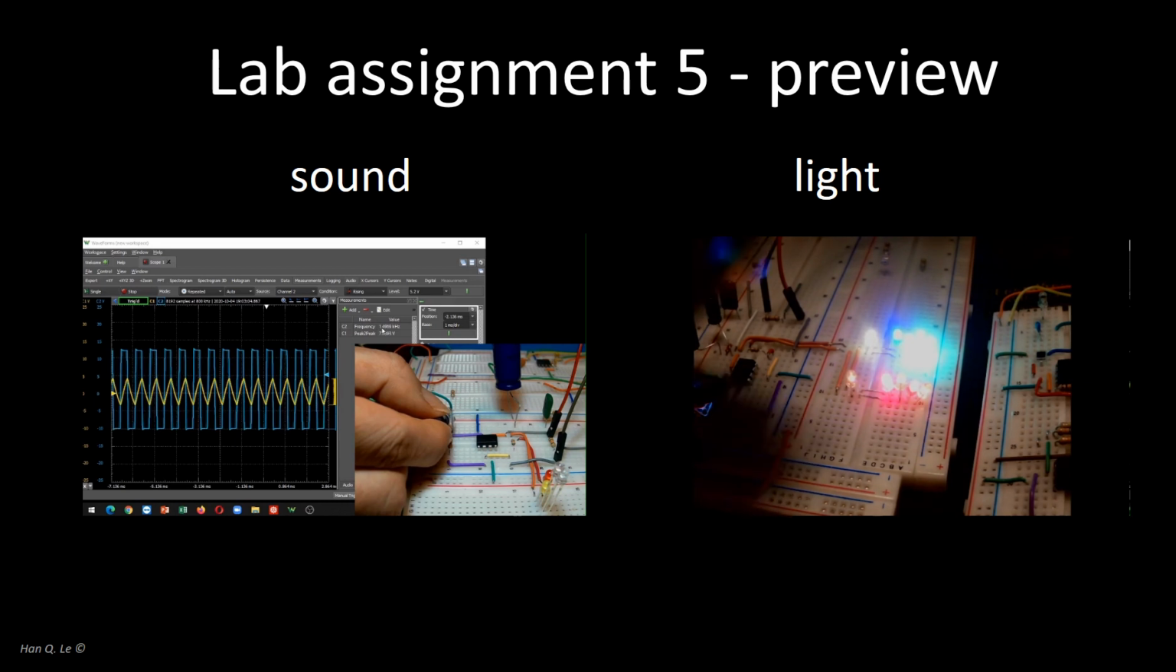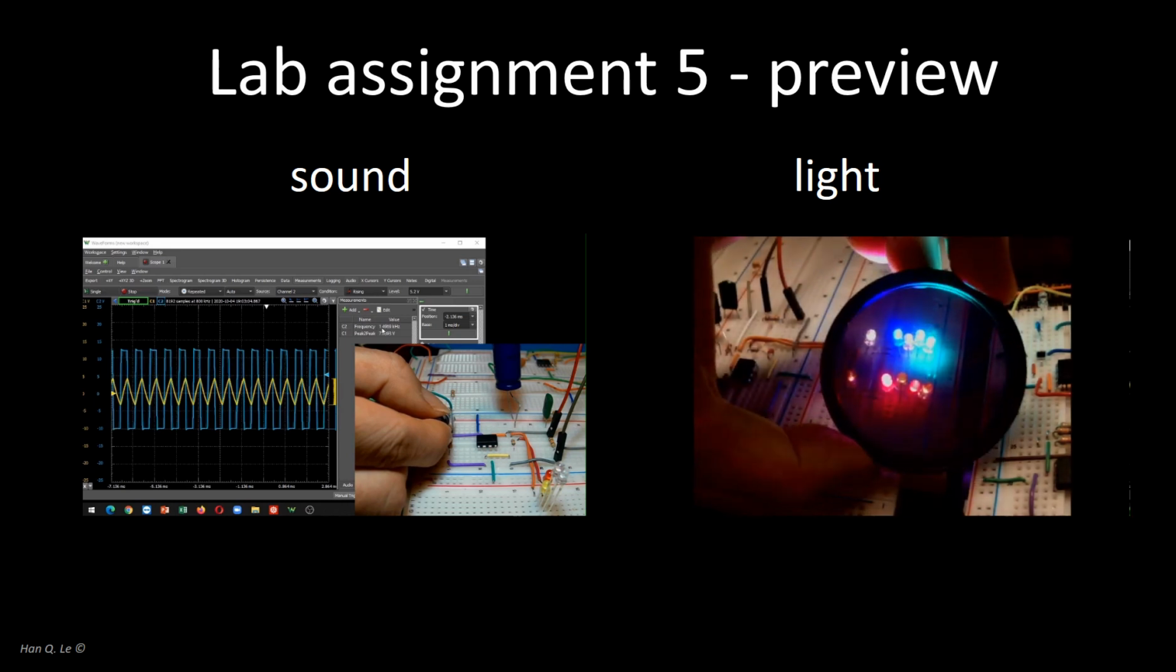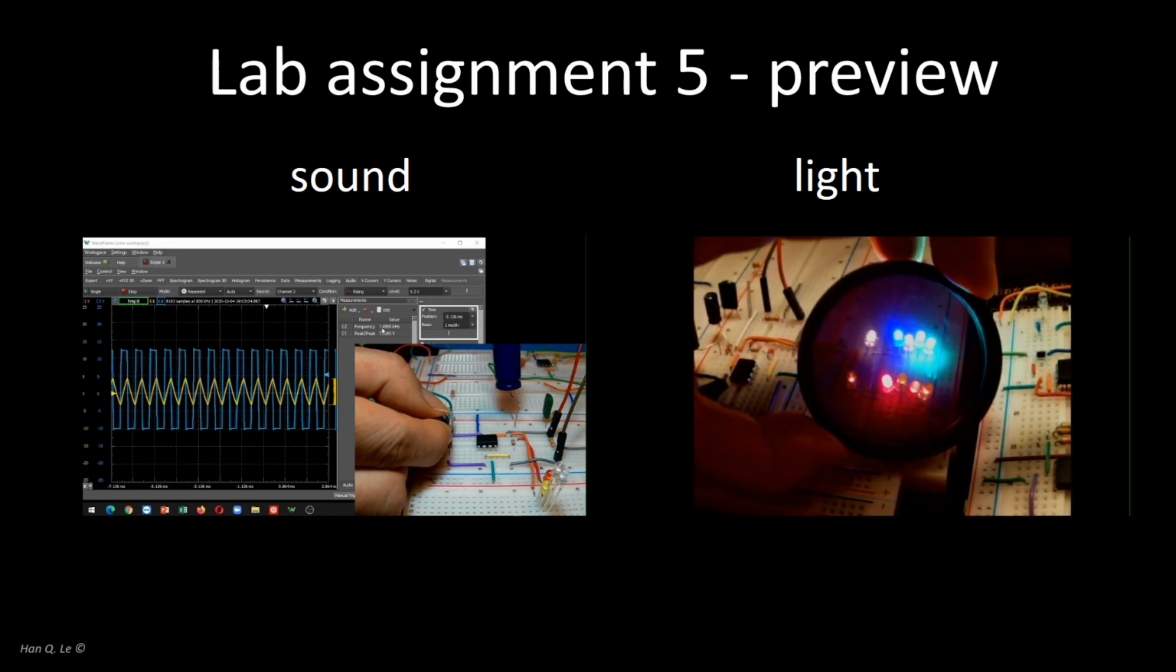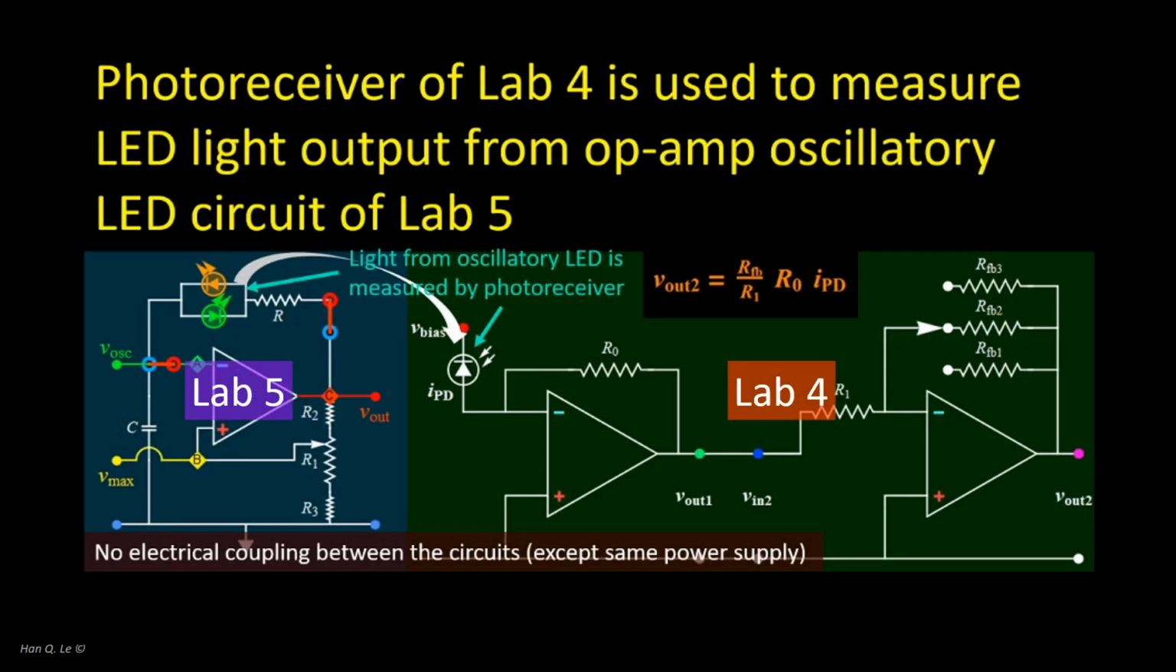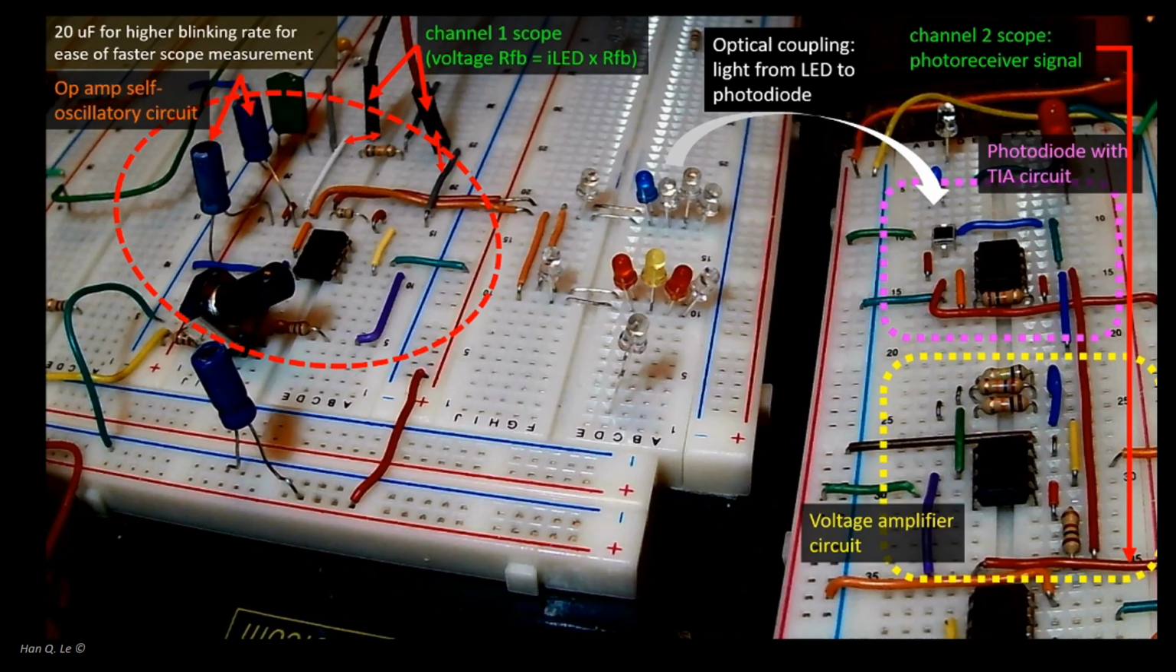By itself, the circuit generates an oscillating voltage, whose frequency can be adjusted with a potentiometer. The optical receiver of Lab 4 can be used to observe the light output behavior. This is a photograph of the 2 circuits. The circuit on the left is the op-amp oscillator that can oscillate 2 rows of LEDs. The output light can be measured with the optical receiver circuit on the right.